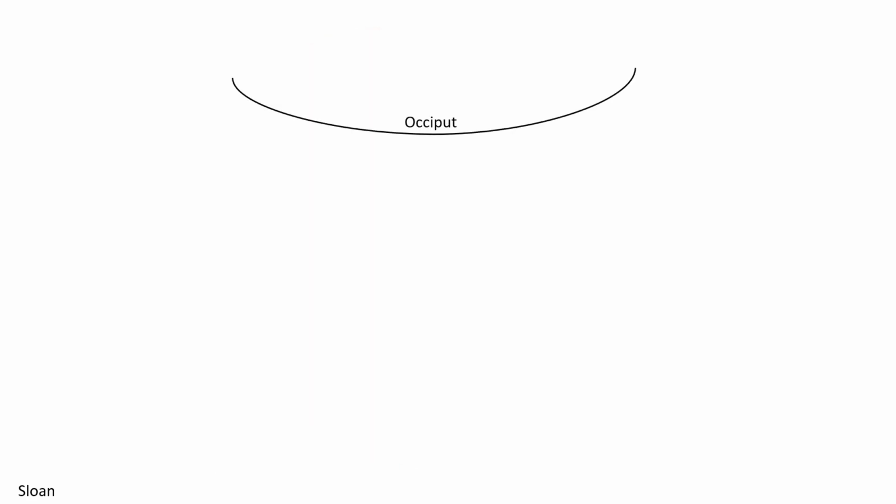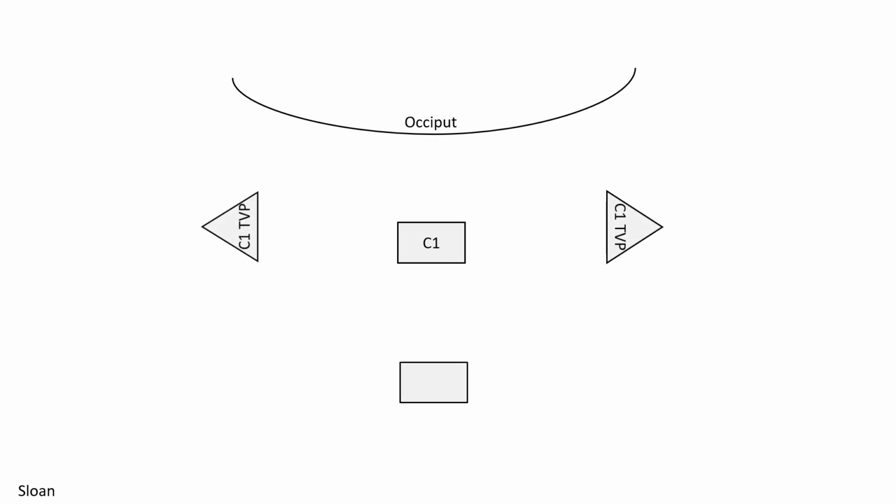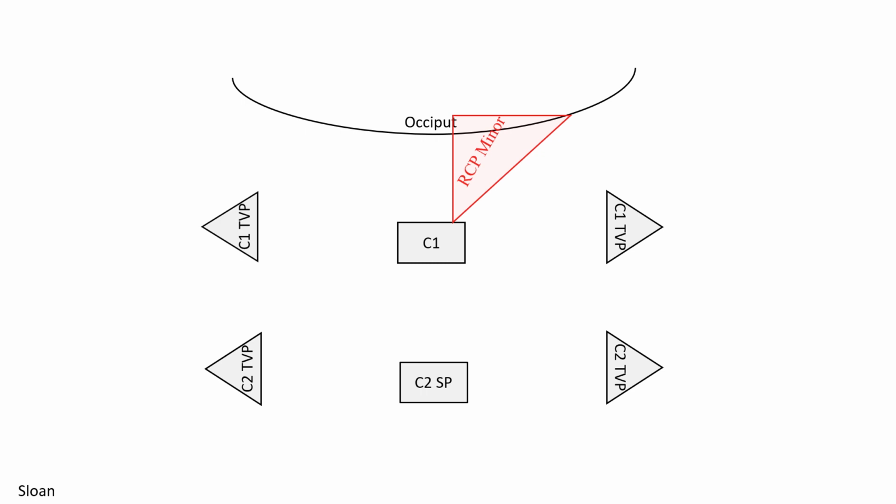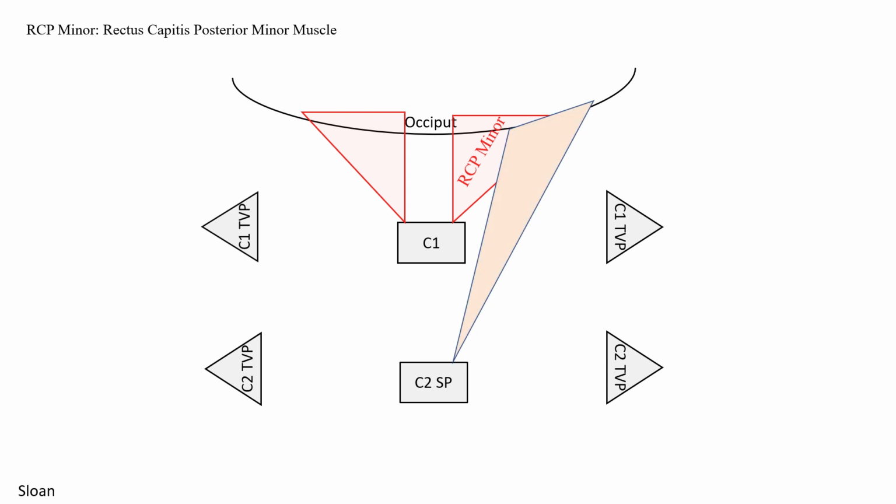Okay, this line represents the inferior nuchal line of the occipital bone, and here are the C1 posterior tubercle, C1 transverse processes, C2 spinous, and C2 transverse processes. Attaching from the inferior nuchal line of the occipital bone to the posterior tubercle of C1 is the RCP minor muscle. This is the rectus capitis posterior minor muscle.